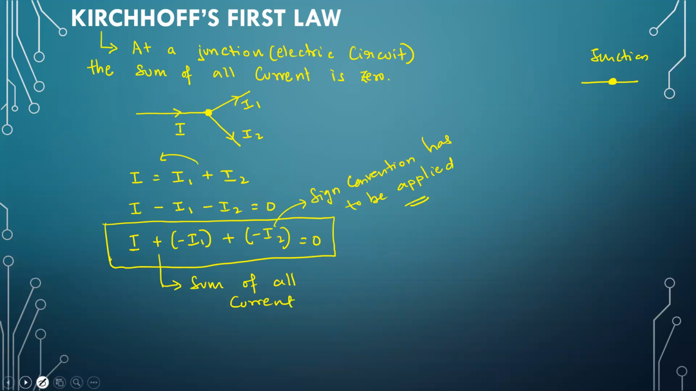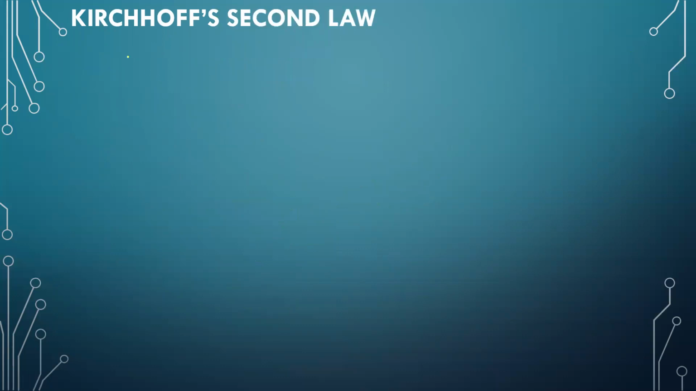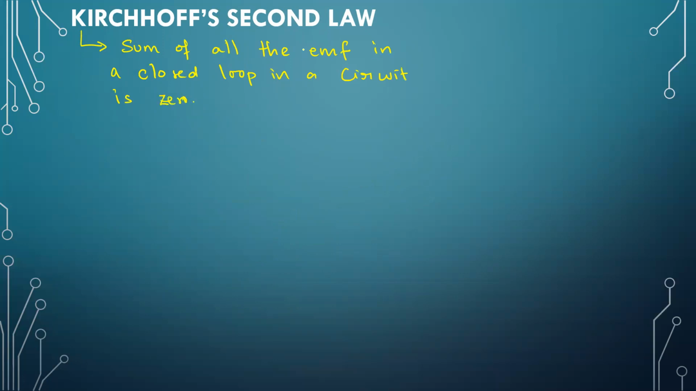Let's look at the second law now. Coming to Kirchhoff's second law, it says that the sum of all the EMF in a closed loop in a circuit is 0. Okay, so there are two things: sum of what? Sum of EMF where? In the closed loop. That is 0. How?